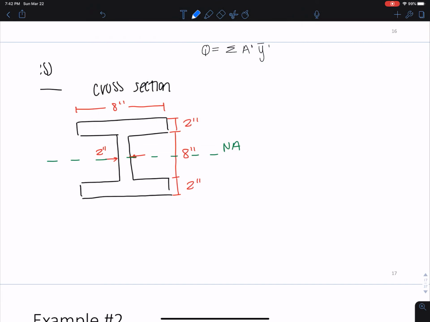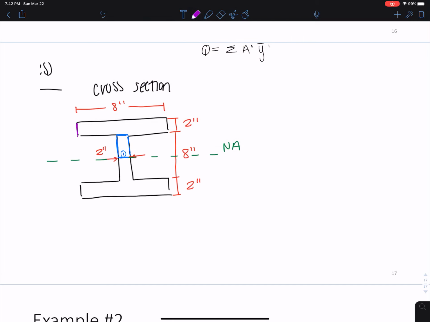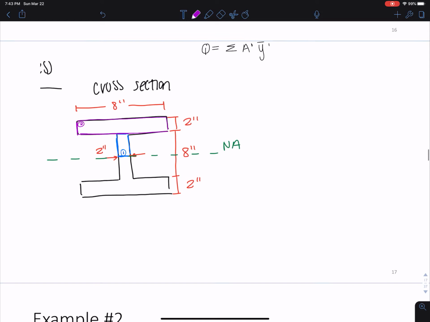So the areas that we have above the neutral axis, I'm going to split them up into rectangles so I don't have to deal with complicated moment of inertia shapes. So this is going to be my first area. I'm going to call this area 1. And then the second area that I'm going to deal with, I'll do this one in purple, is going to be this area here. This is all the area above the neutral axis, and I'm going to call this area 2.